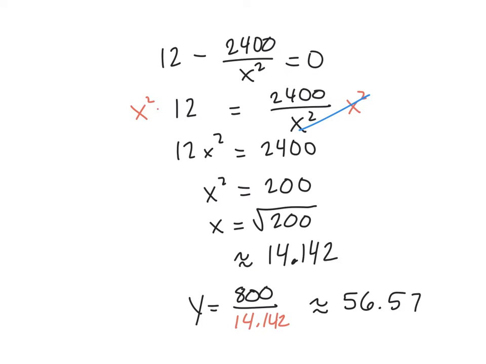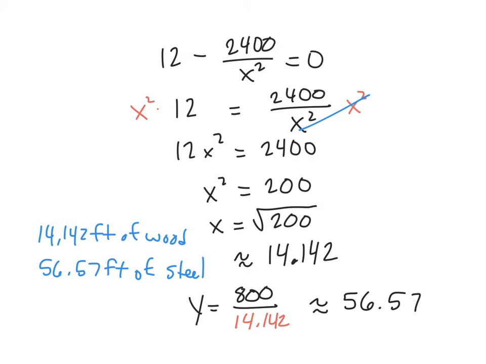So we believe that the dimensions that will minimize the cost for our fencing is if we do 14.142 feet of wood and 56.57 feet of steel. I'll try and squeeze that in there.